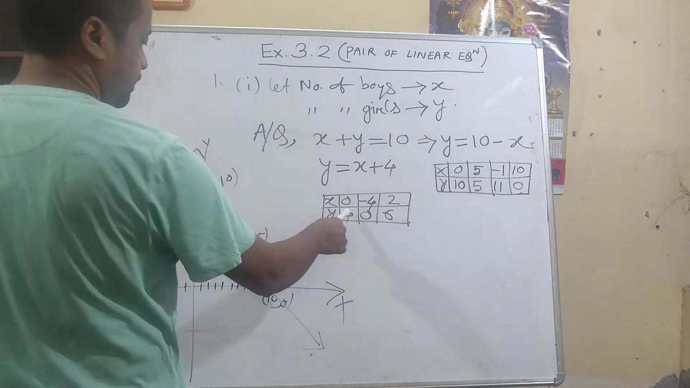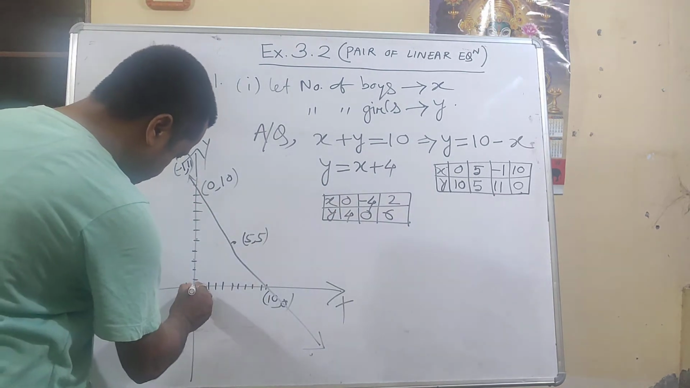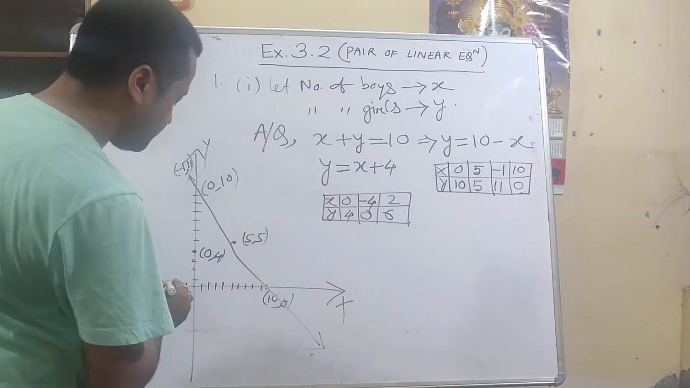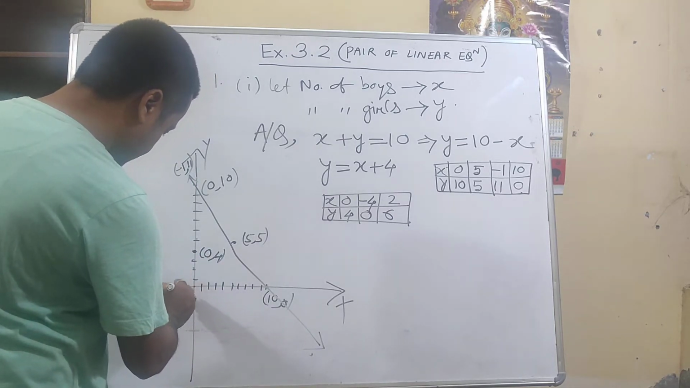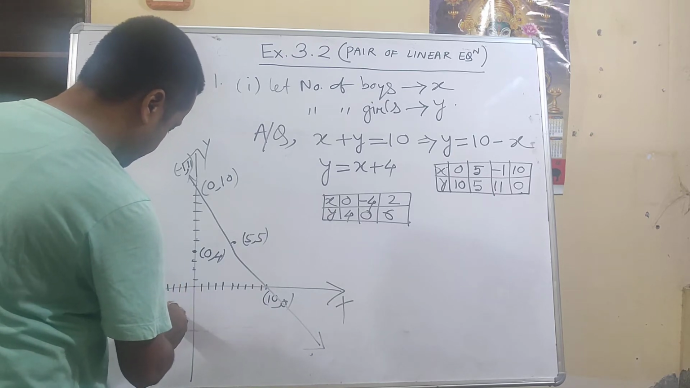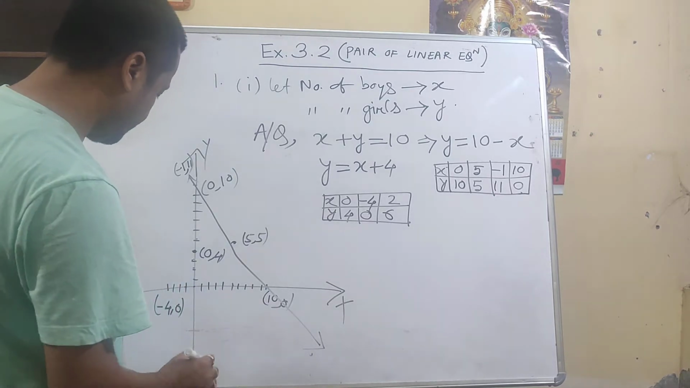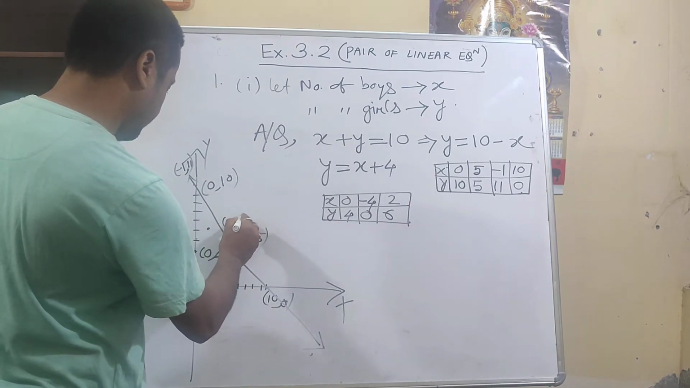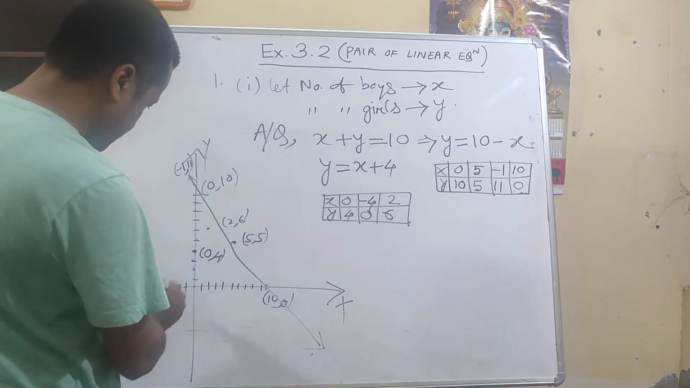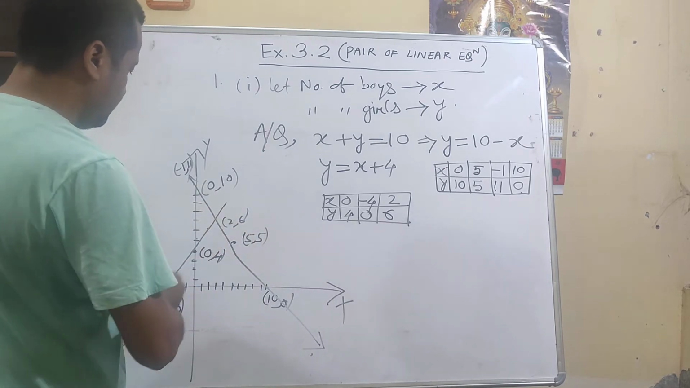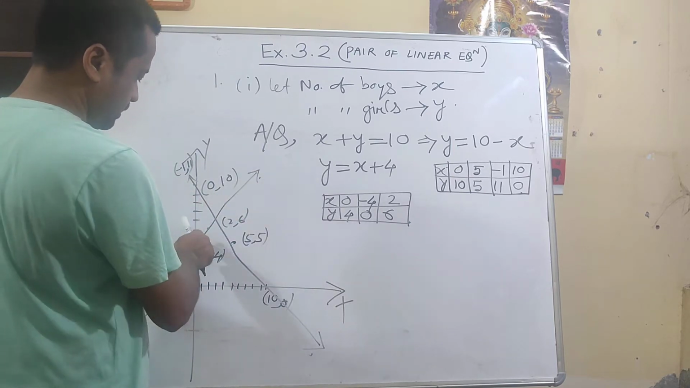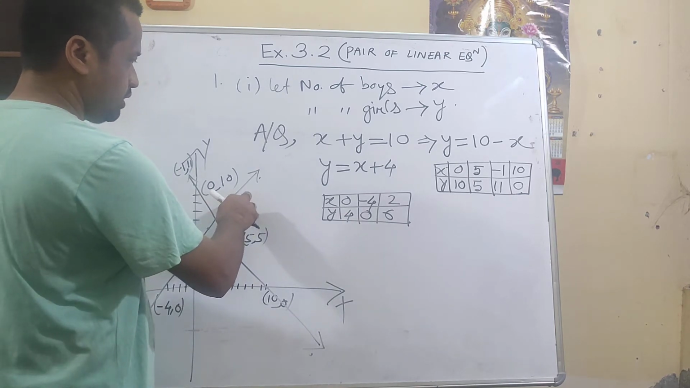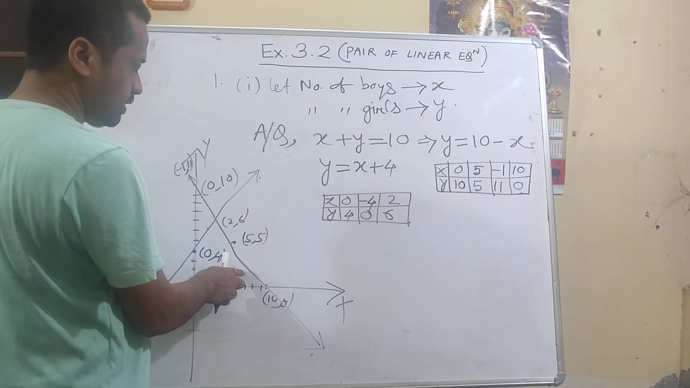Next, plot these points for the other equation. First 0, 4. Next minus 4, 0. Next 2, 6. Now join these points by a straight line. So this graph is the representation of y is equal to x plus 4, and this one is x plus y is equal to 10.